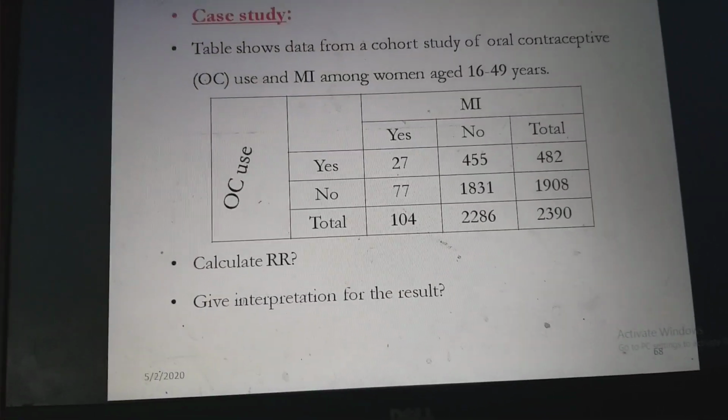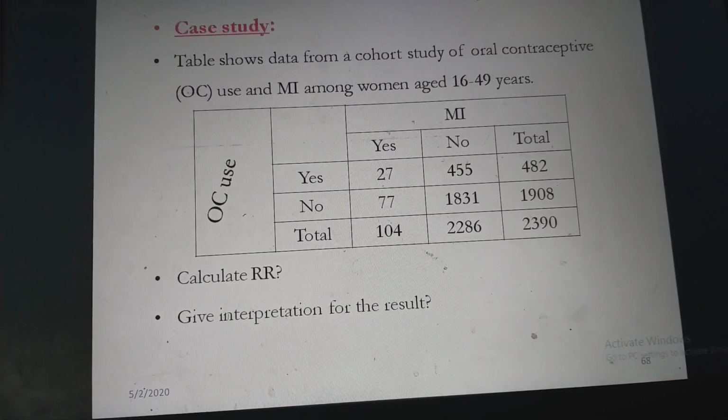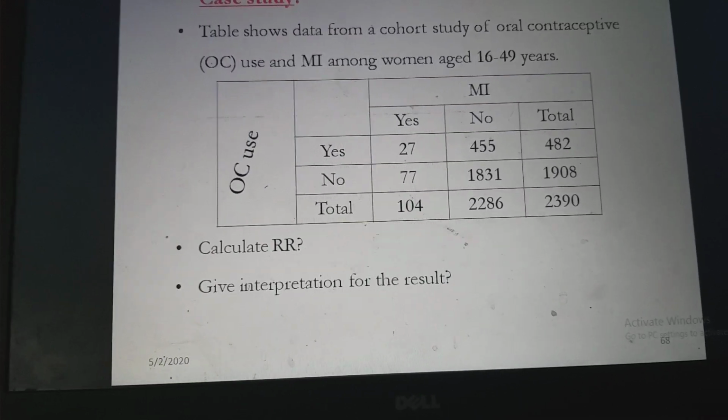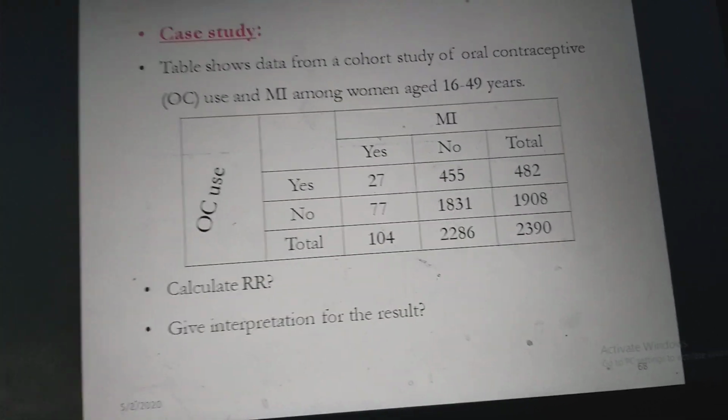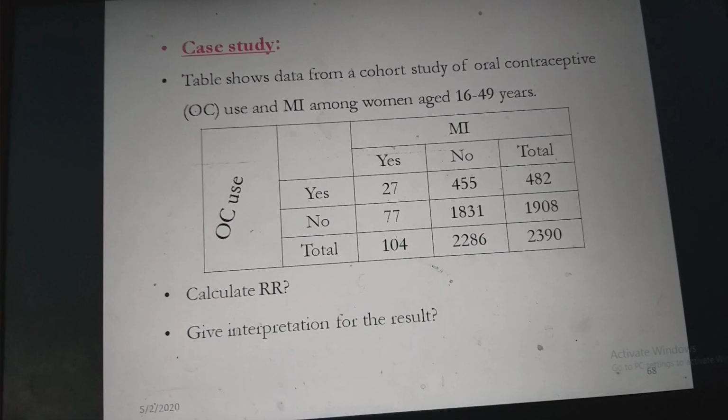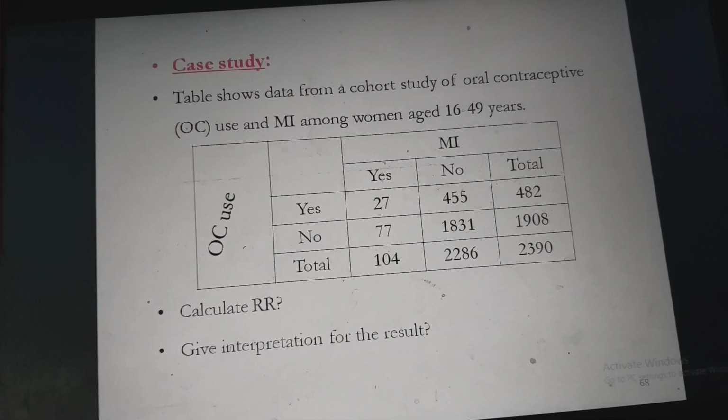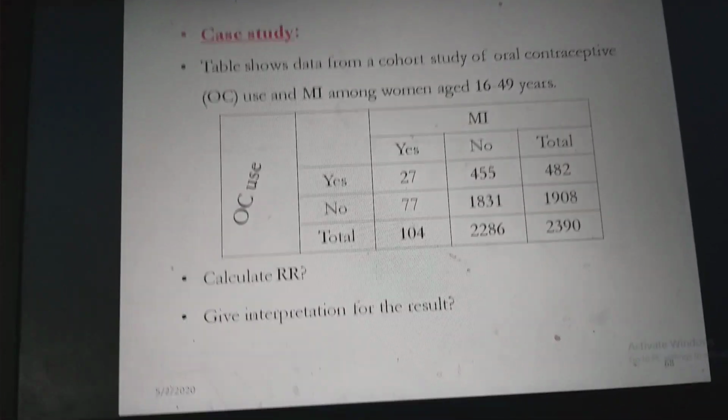Good. So the result is 1.38 something. So this means 1.4. What do you mean by 1.4? It is in the interval between 0 and 1.5. So we say that there is a weak association.